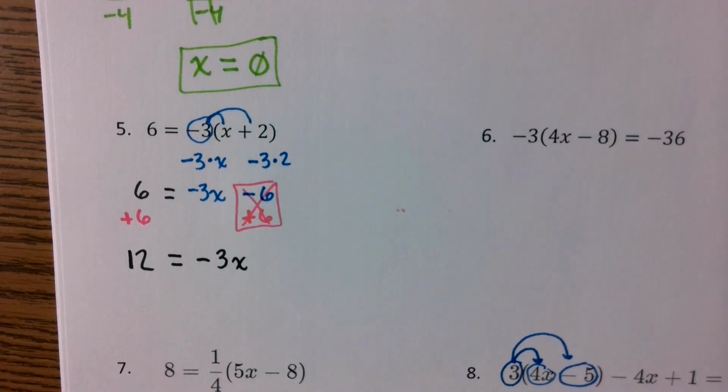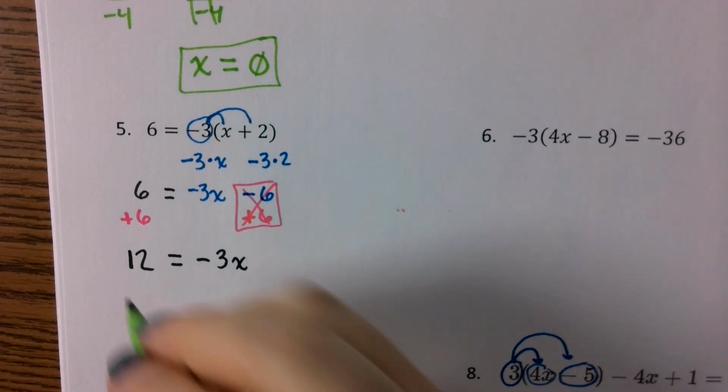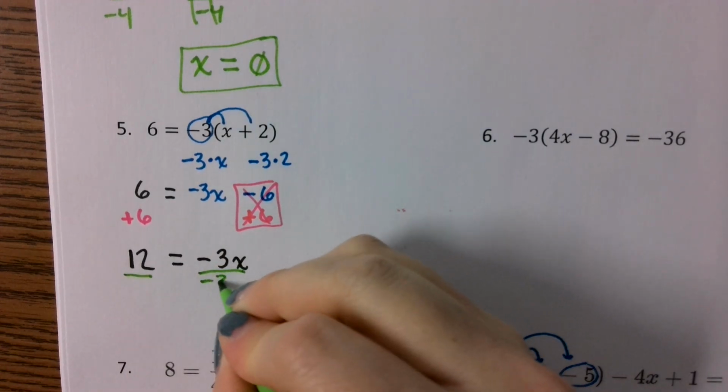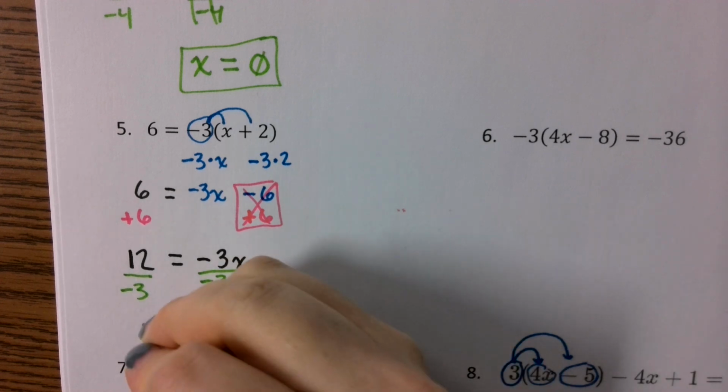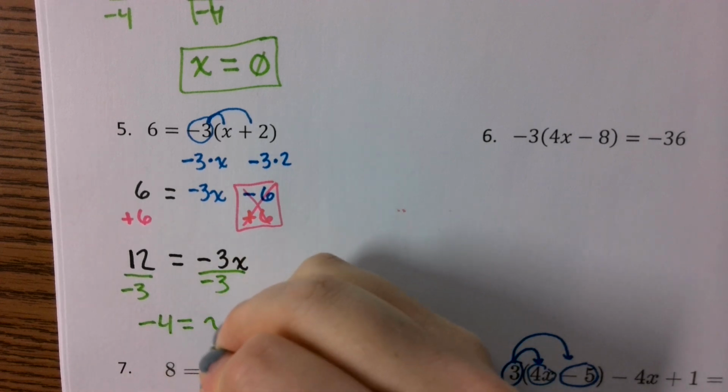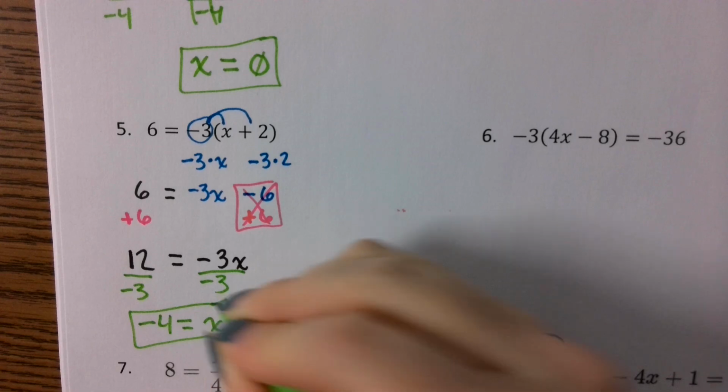Okay, last step. Marissa? Divide by negative 3. That'll give us negative 4 is now equal to x. Or x is equal to negative 4.